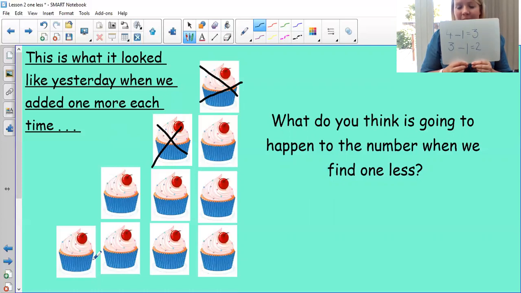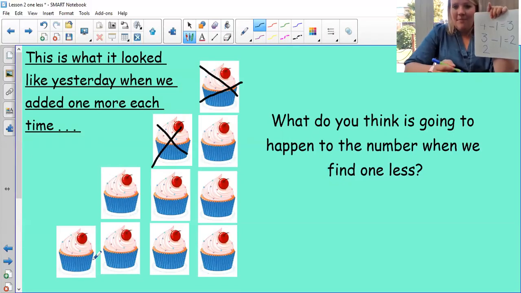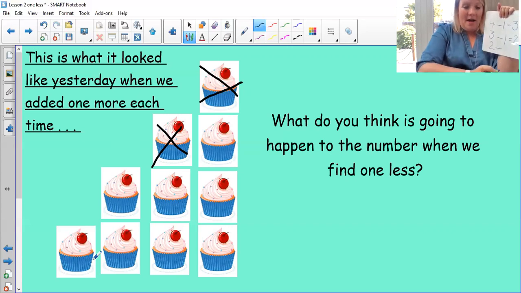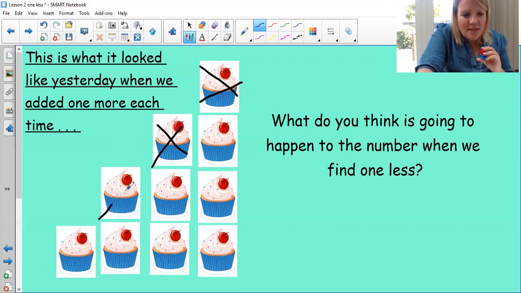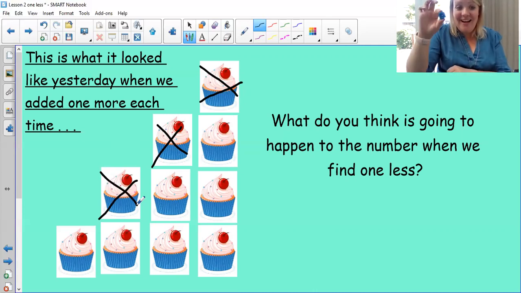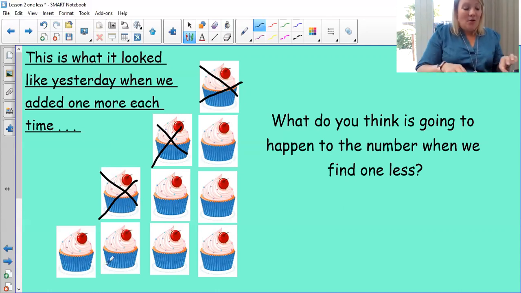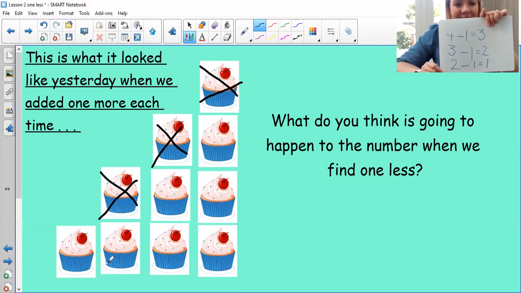What's my starting number? Great job. Yeah, my starting number is 2. And then I need to take away, find one less, equals. So there's my 2 cubes. There's my 2 cupcakes. Let's cross through one of them, take one of them away, find one less. 1 less than 2 is, how many have I got left? I've got 1 cube, 1 cupcake. So 2 take away 1 is 1. 1 less than 2 is 1.